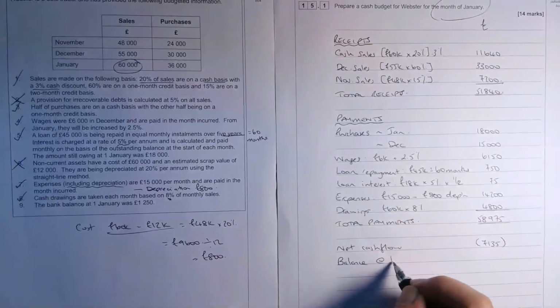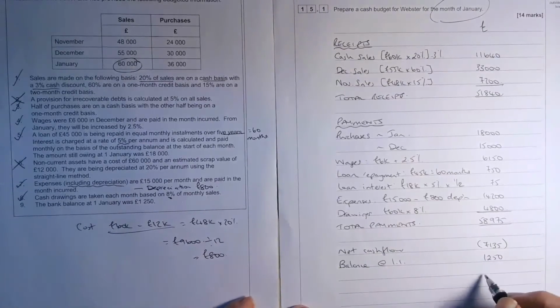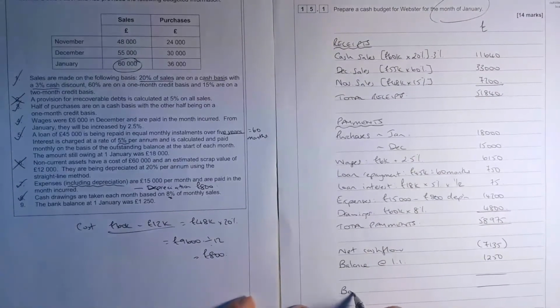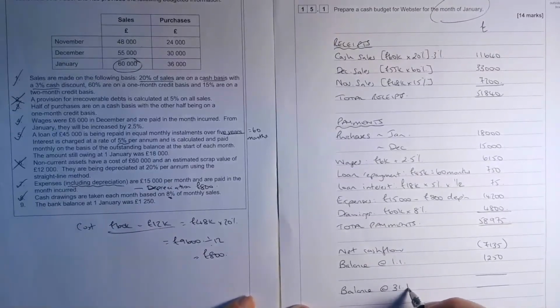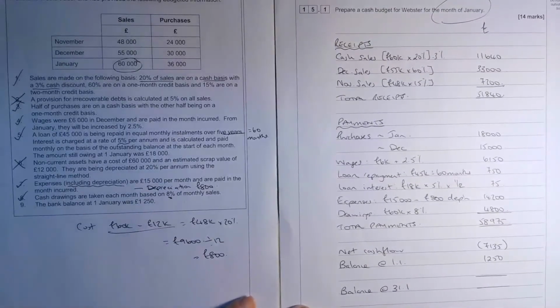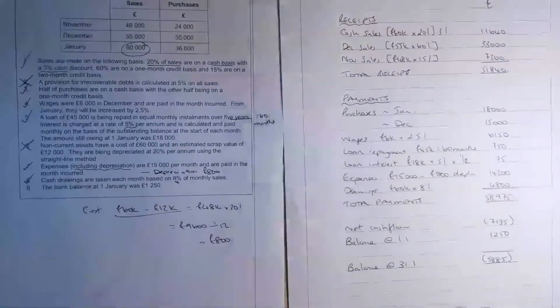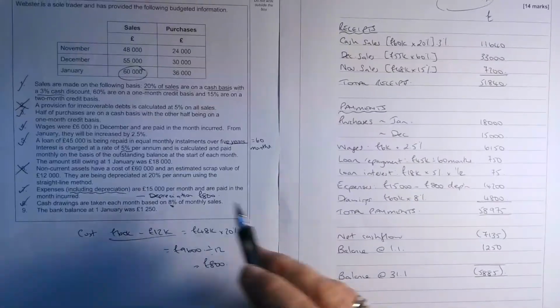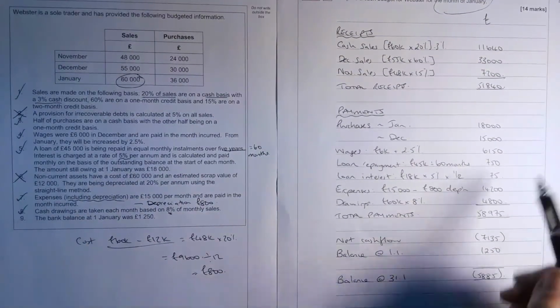Balance at the 1st of January is the balance they gave us here, 1,250, and then we can come up with the balance at the 31st of January, which is the difference between the two, 5,885. So hopefully that's given you a few tips, things to avoid, pitfalls to avoid, red herrings to ignore in order to get the right answer with the cash budget.